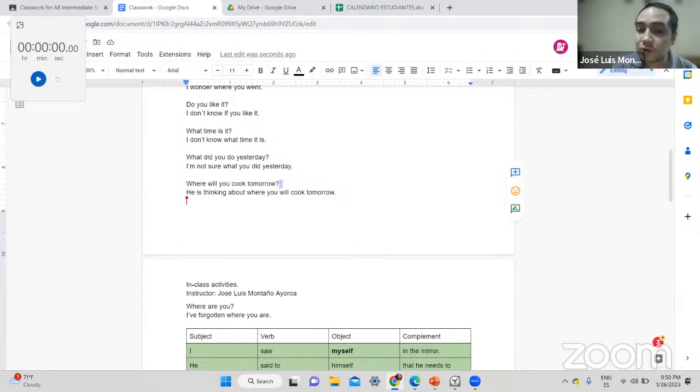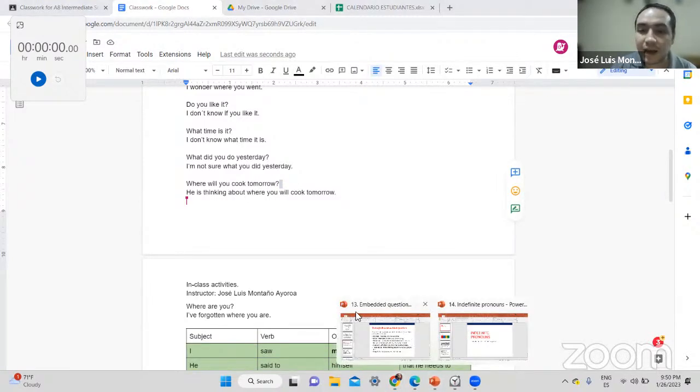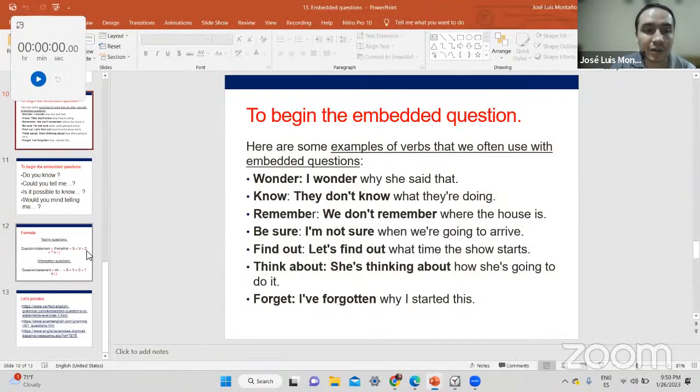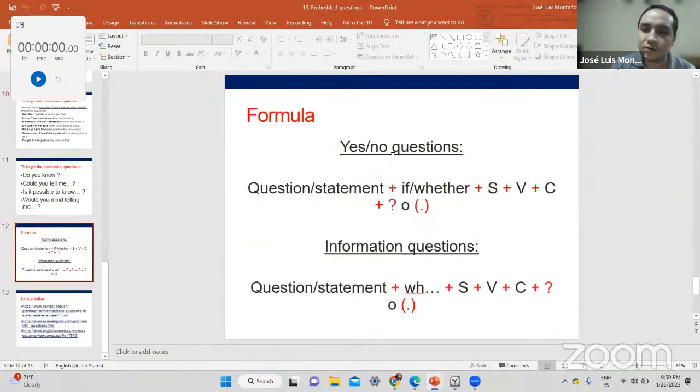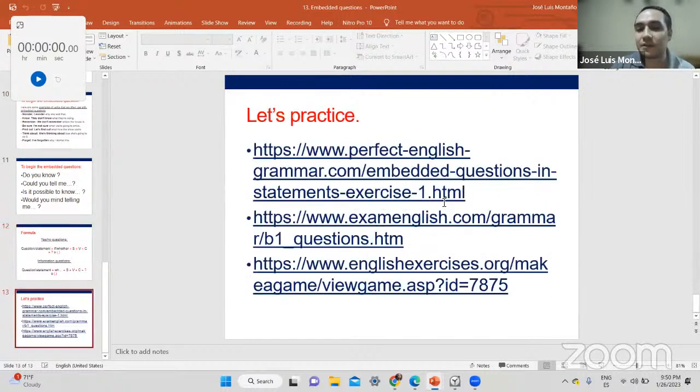So with that, actually, we're finishing this lesson. I don't know if you have specific questions about embedded questions. You know the rules here. In case you have questions, you have the formula and you have extra exercises, right, for you to practice. So let me know, please, if you have questions or comments before going to the last lesson. No, I don't have questions.